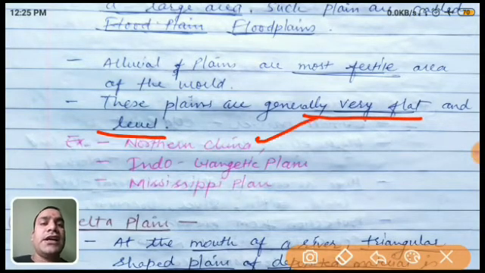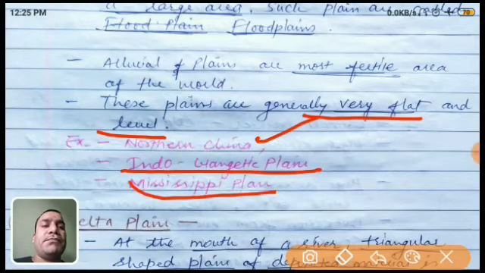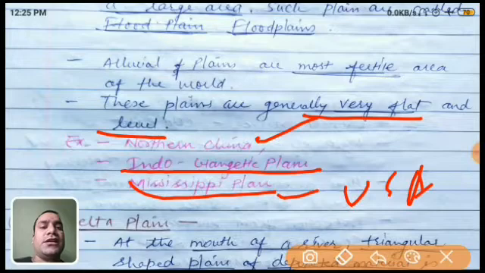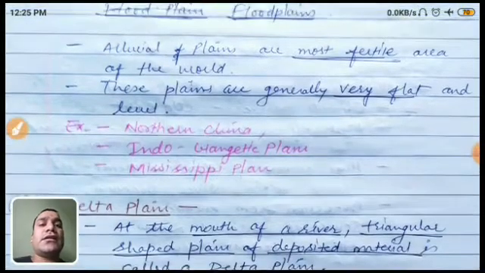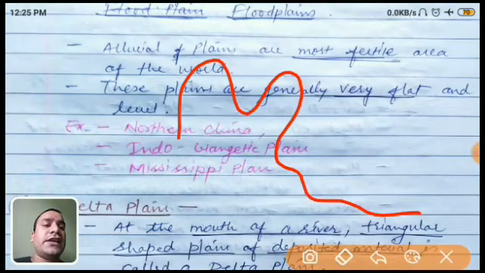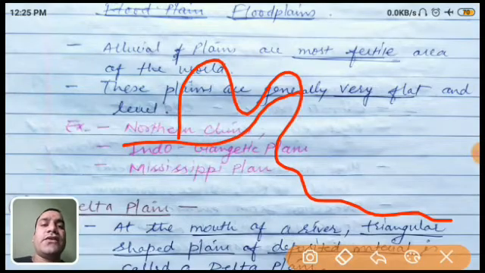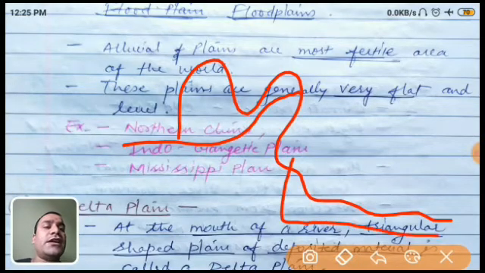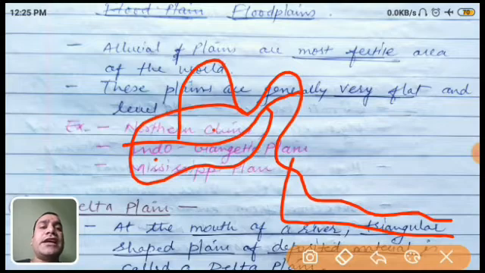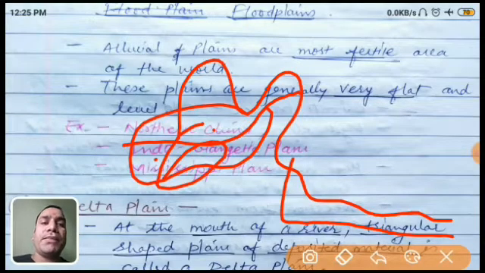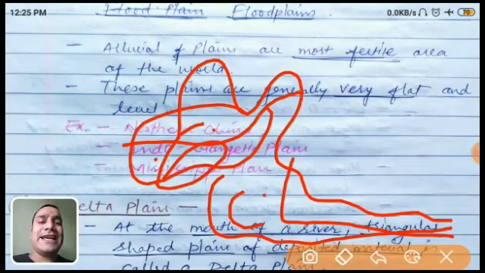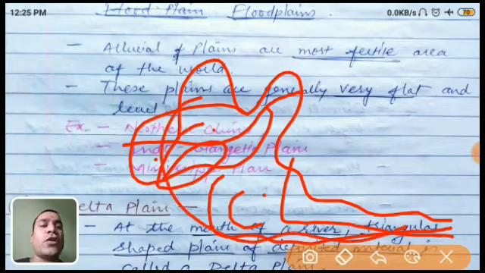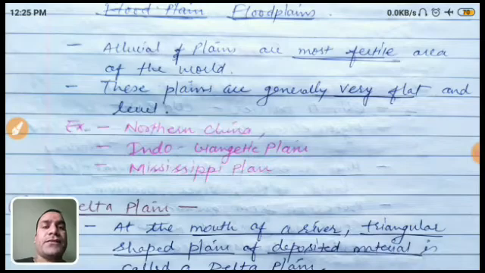Examples are northern China, the Indo-Gangetic Plain, and the Mississippi Plain. The Mississippi Plain is in the USA. Northern China is in the northern part of China. In the Indo-Gangetic Plain, if you have seen our India's structure, the Indus river is passing through here, and from here the Ganga river. The area of Punjab and Haryana is included in the Indus plain. The Ganga river passes through UP, Bihar, and West Bengal. This area is called the Gangetic Plain. So both are commonly called the Indo-Gangetic Plain.